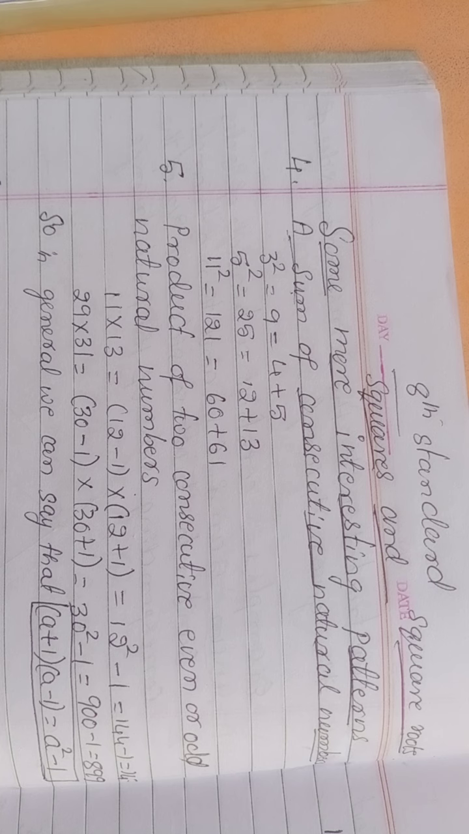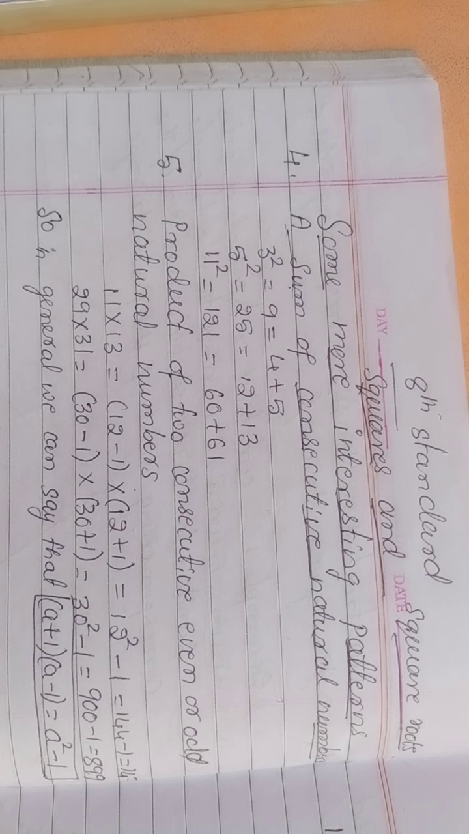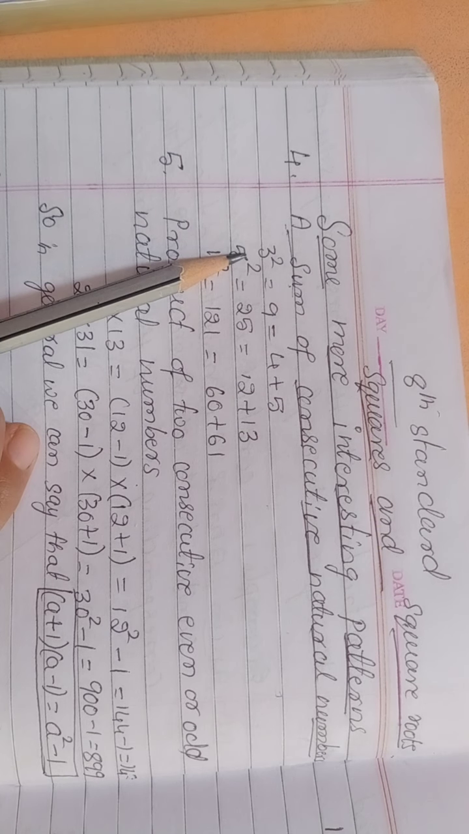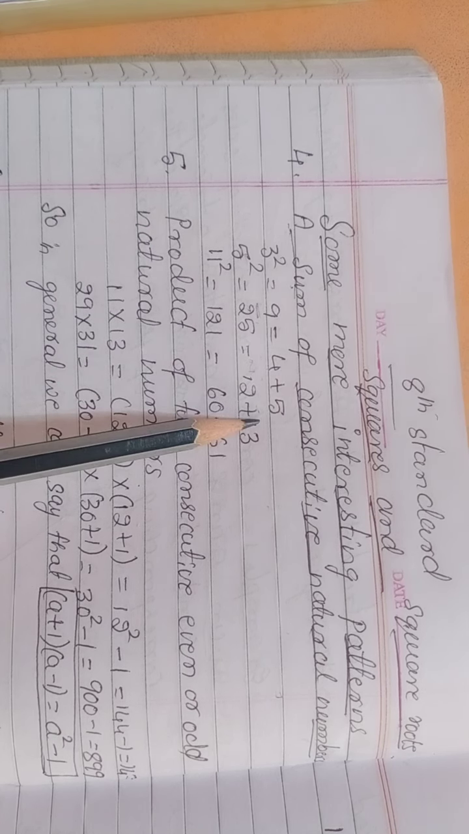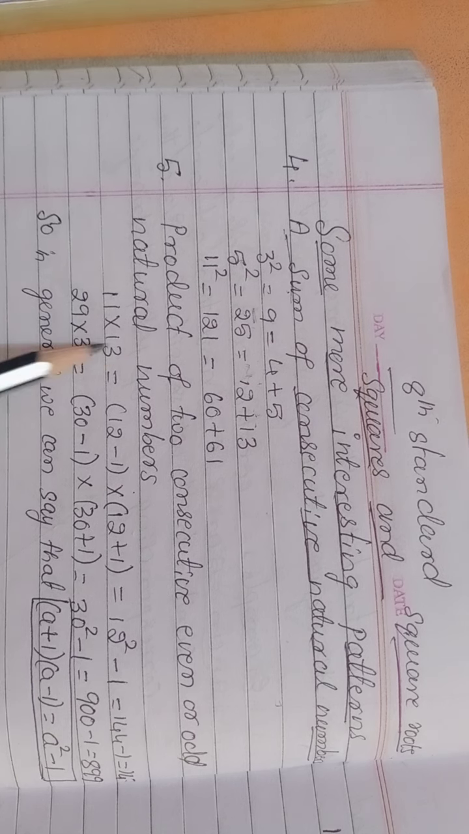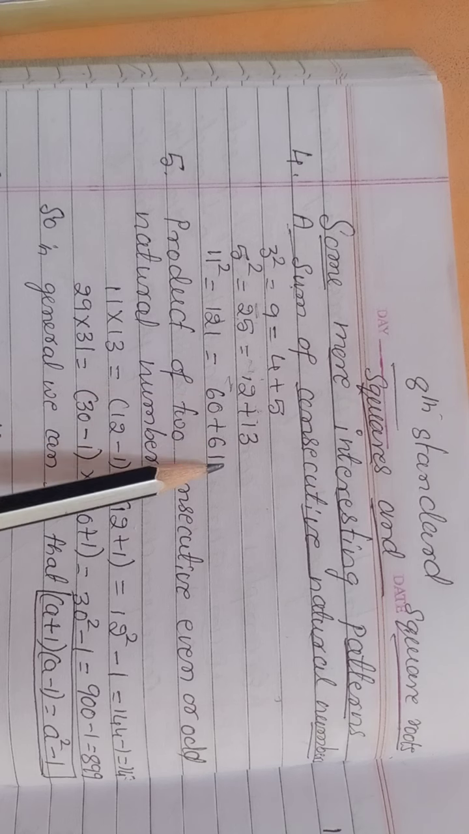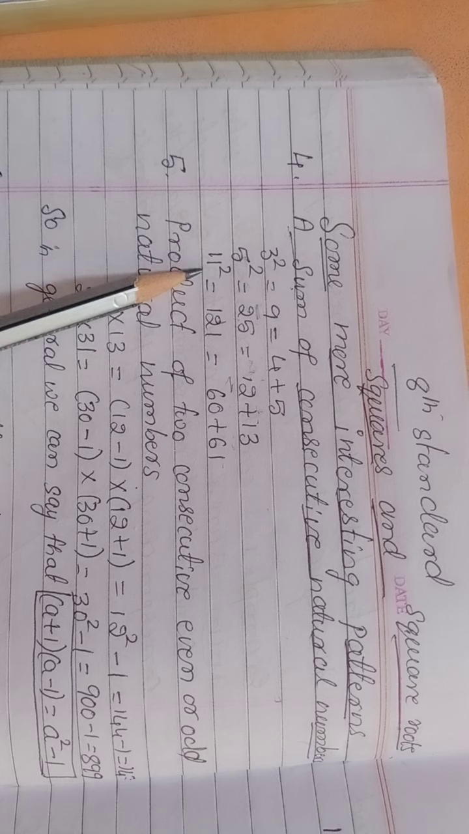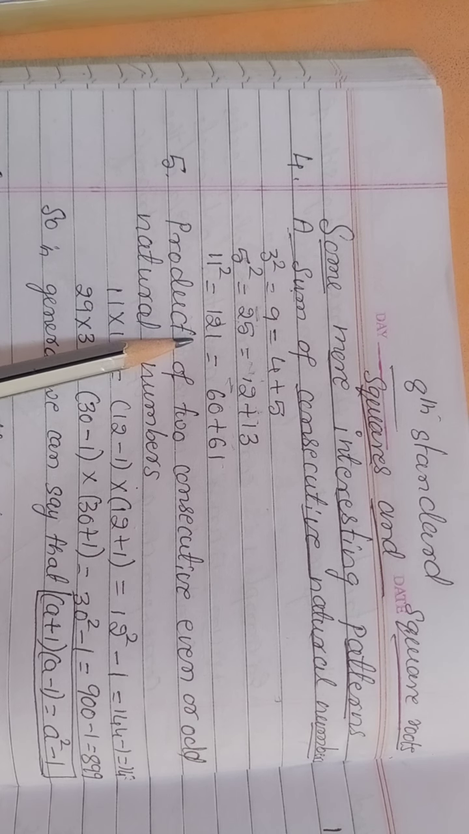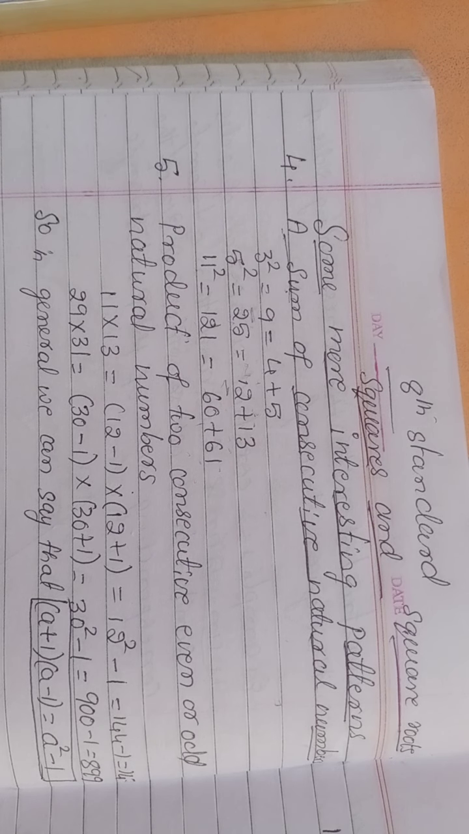That is, the sum of consecutive natural numbers. How to write it? We already know that 3 square is nothing but 9. So 9 can be written as the sum of two consecutive numbers, that is 4 plus 5. Okay. 5 square is 25. Even 25 can be written as the sum of 12 plus 13. They are consecutive natural numbers, isn't it? So 11 square is 121. That time also, 60 plus 61, add it, you will be getting 121. So this is one more property.